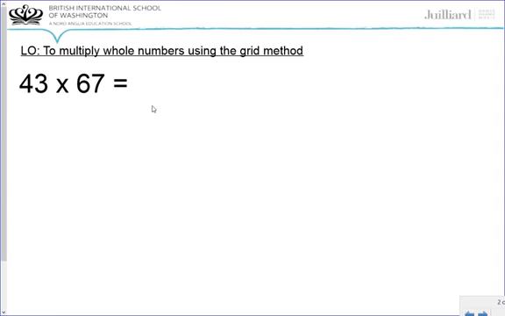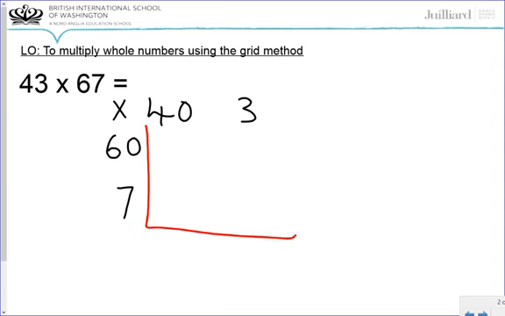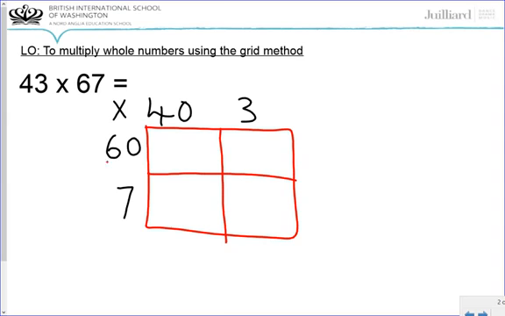So let's step it up again. Let's go for 2-digit multiplied by 2-digit, because it gets slightly trickier. Same principle though. 43 partitioned would be 40 and 3. 67 would be 60 and 7. I'm going to draw my grid next, and I'm going to split it up into 4 sections because there's 4 calculations I need to do. Let's start with 60 multiplied by 40.